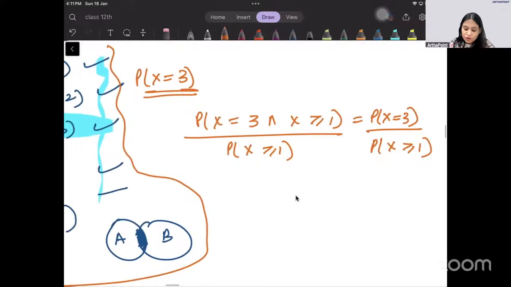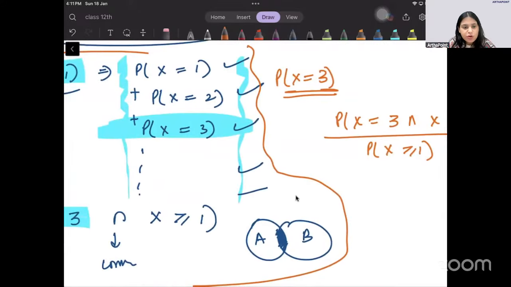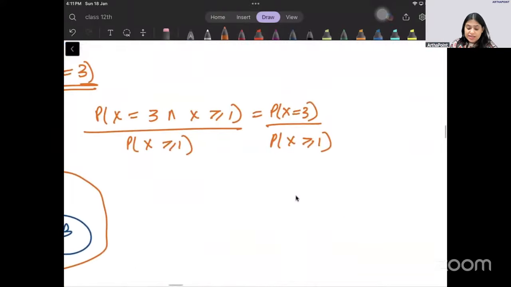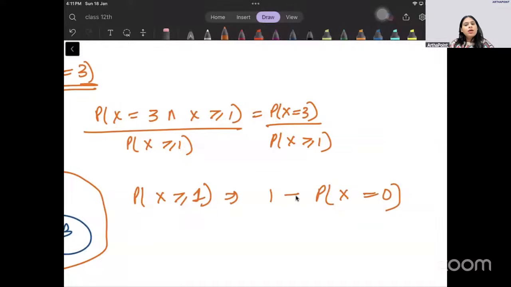Now the denominator is a bit difficult to solve. Why? Because in it we are including the probability of x equal to 1 plus 2 plus 3 plus 4 plus 5 and so on. So it becomes difficult to solve. Because that is a little difficult to solve, what are we saying? We are saying that probability x greater than or equal to 1 is nothing but 1 minus probability x equal to 0. You just remove the probability of 0 males and it is done. Once we remove 0 males, we will get the same answer.